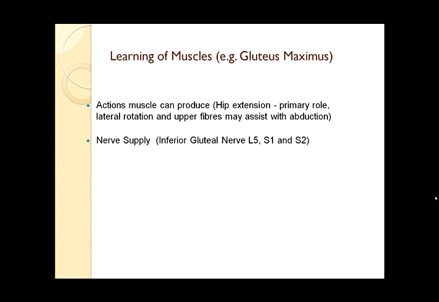The nerve supply of the muscle is also important. In the case of gluteus maximus, it is supplied via the inferior gluteal nerve that takes its roots from L5, S1 and S2. Nerve roots will be described in more detail in the next distance learning pack, the Introduction to Neurology.